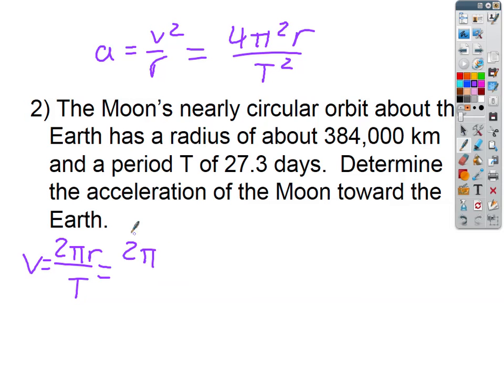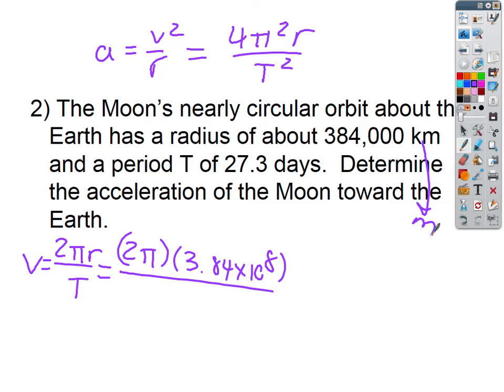So this would be 2 pi times a huge radius, 3.84 times 10 to the 8th. I need to change this into meters, so it'd be 3.84 times 10 to the 8th over the period, which has to be in seconds. So 27.3 times 24 hours times 3,600 seconds gives me a giant period, 2,358,720 seconds. I mean, it makes sense. It's a long time. So then now I have to multiply all this.